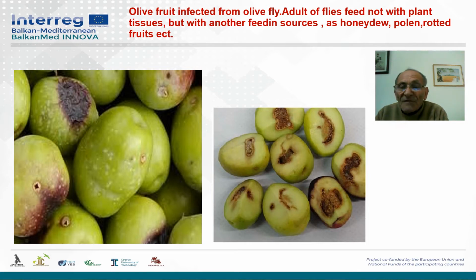We need to emphasize that the adults of the flies, including the olive fly, don't feed on the green part of the plants. They don't eat the plant tissue, but the flies have other sources of feeding such as honeydew, pollen, and the fruits on the ground, but they do not eat the green material.